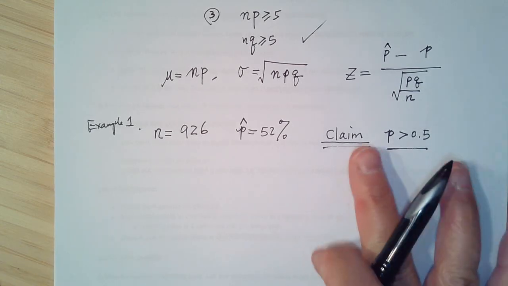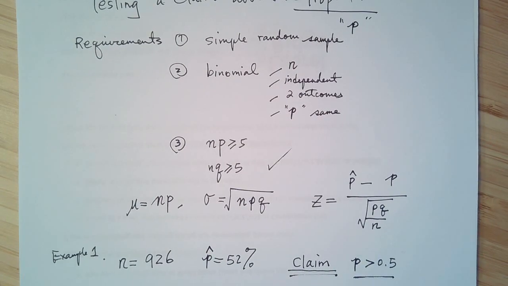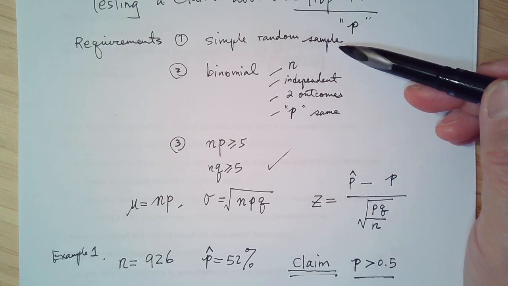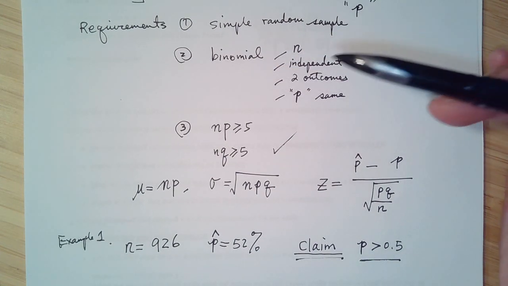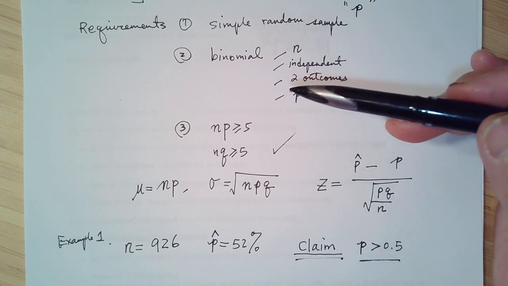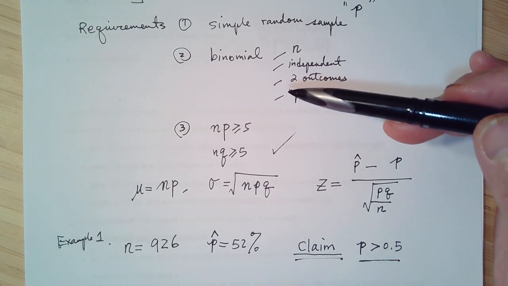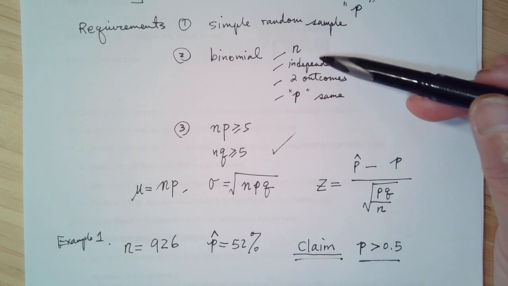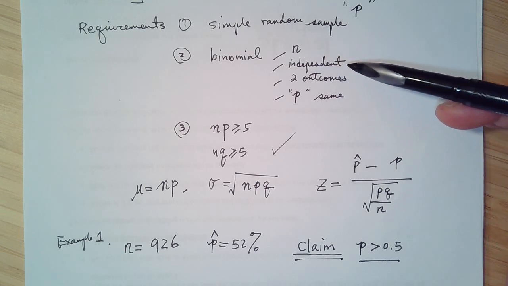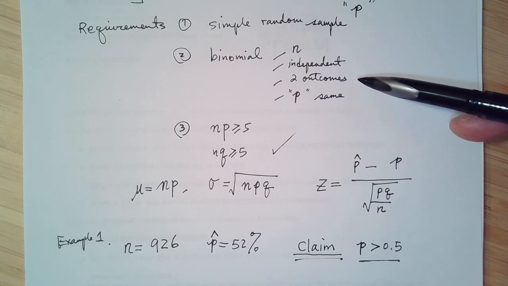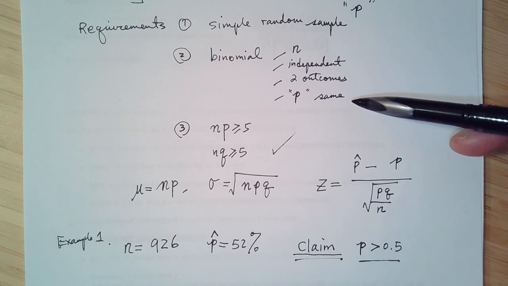All right, now let's just quickly go over this. Is it a simple random sample? Yeah, we assume that it is. Binomial? Yes, either people say yes or no, whether you're going to use the two-factor authentication or not. There are 926 trials, and each one's answer is independent, and there are only two possible outcomes, yes and no, and the probability should stay the same.